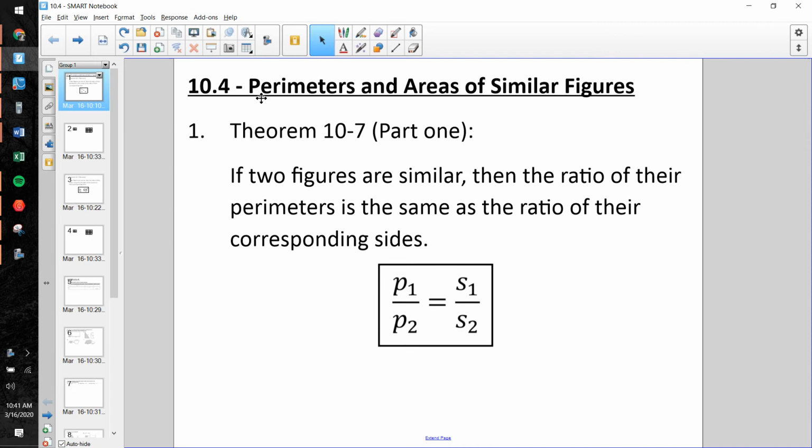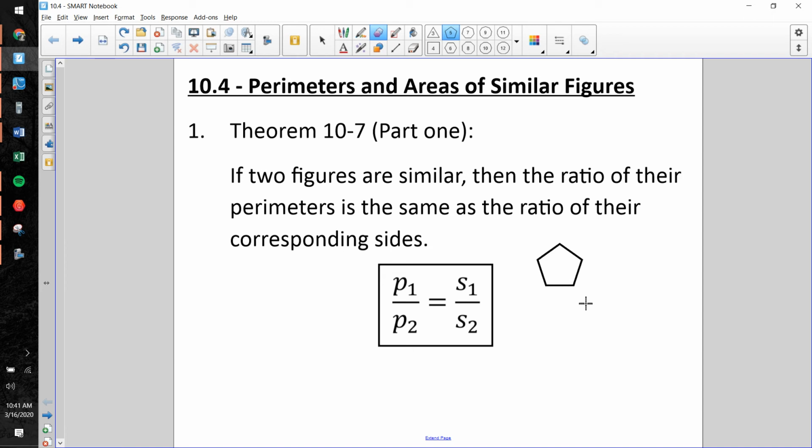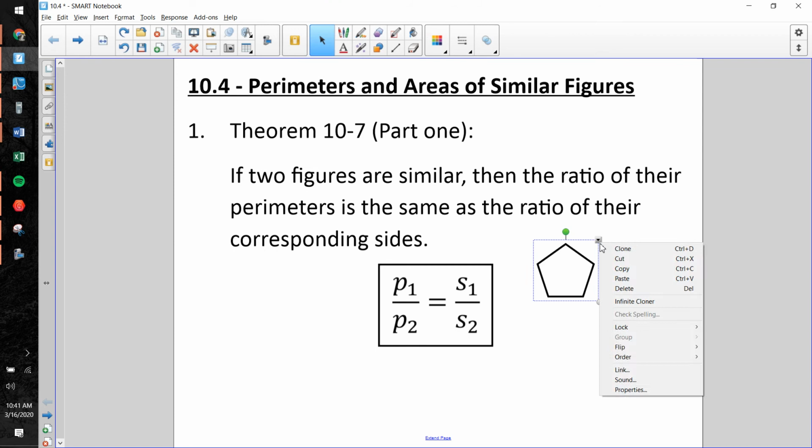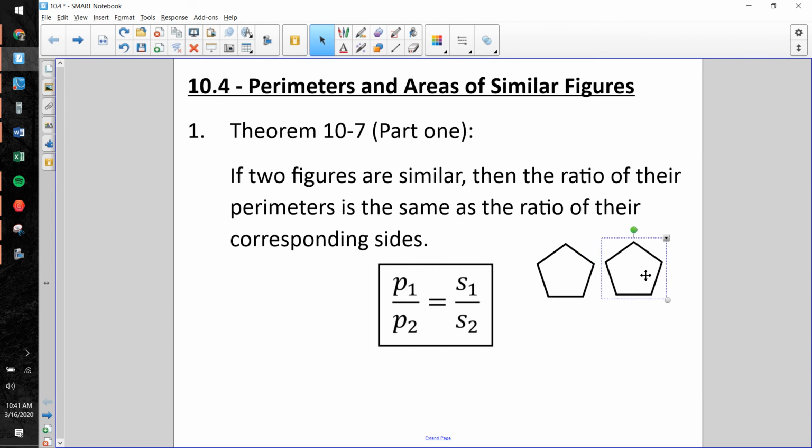So 10.4 deals with the concept here of perimeters and areas of similar figures. And if you remember from back in the day, when we talked about this at the beginning of chapter 7, which we did in December, similar figures are any two polygons that are the same basic shape but different sizes. So for an example over here, if I were to draw a pentagon that looks something like that, and then I were to clone that figure right next to it, these two polygons right now are congruent. They're exactly the same size and exactly the same shape.